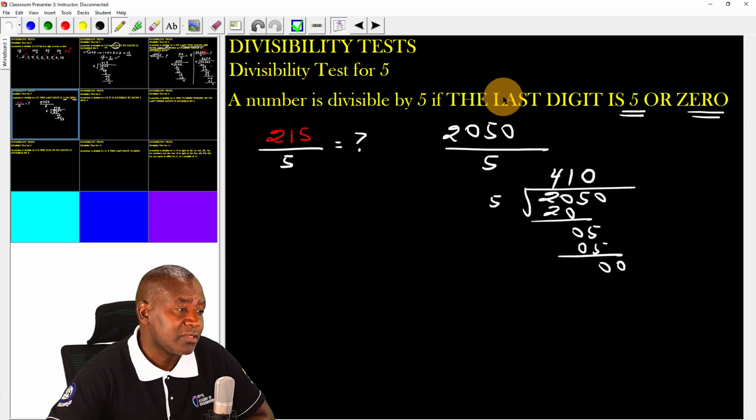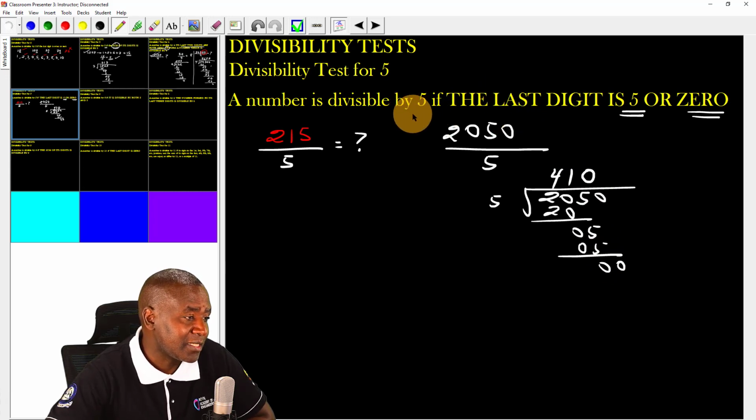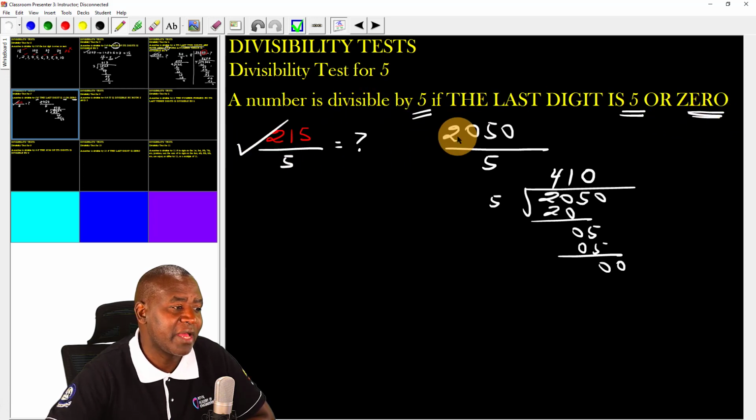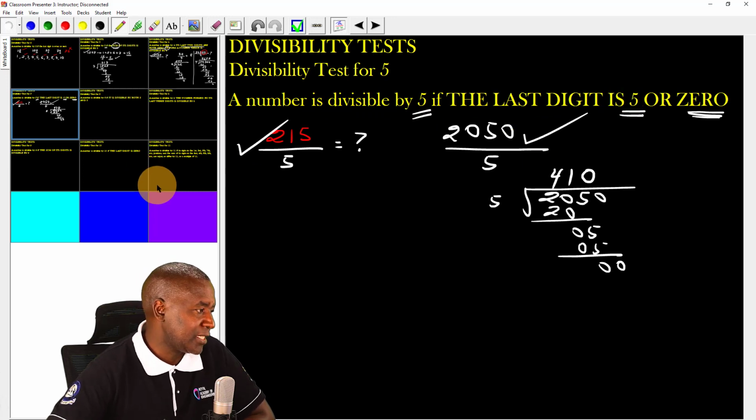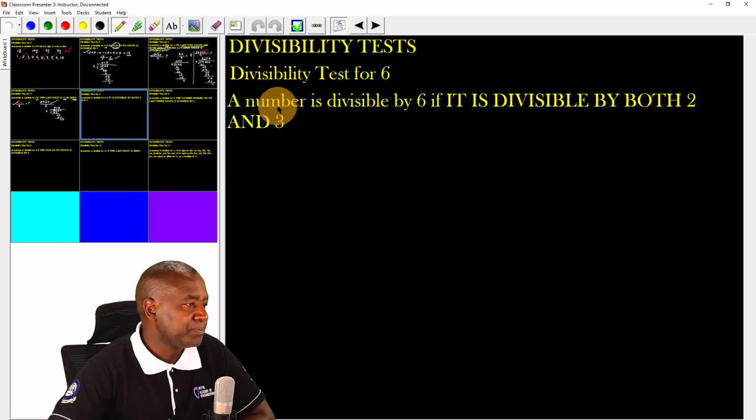So instead of running this long multiplication or division method, the best we can do is to just run this test. Is the last digit 5 or 0? If that is the case, then that number is divisible by 5. Very simple test. Let's run the next one.